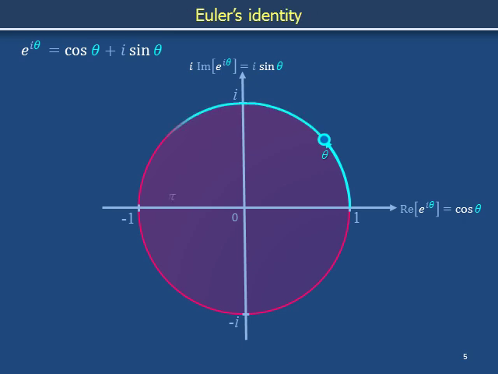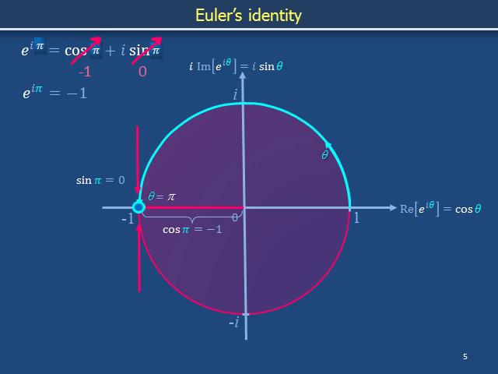Consider the angle theta equals pi. Here, the real part of the complex exponential is cosine of pi, and the imaginary part is sine of pi. The cosine of pi is -1. The sine of pi is 0. Thus, e to the i pi equals -1. Euler's identity beautifully relates 4 basic fundamental mathematical structures: Euler's number, the imaginary root i, pi, and unity.